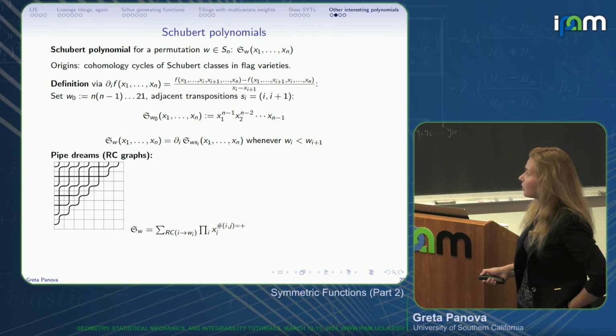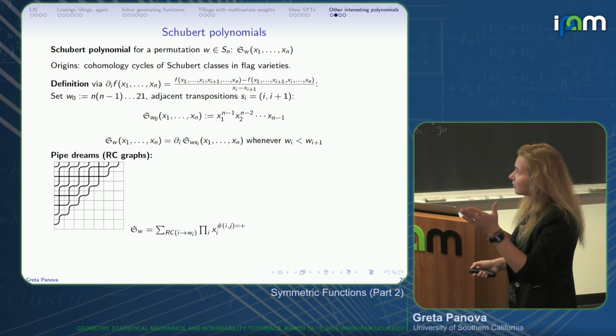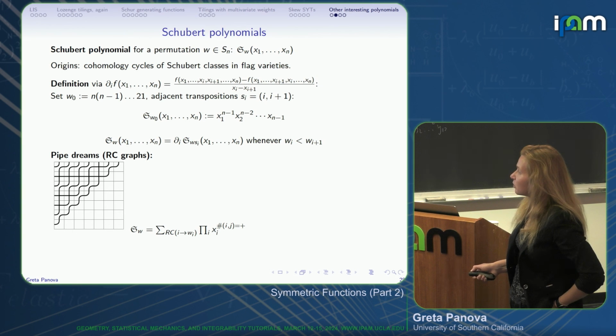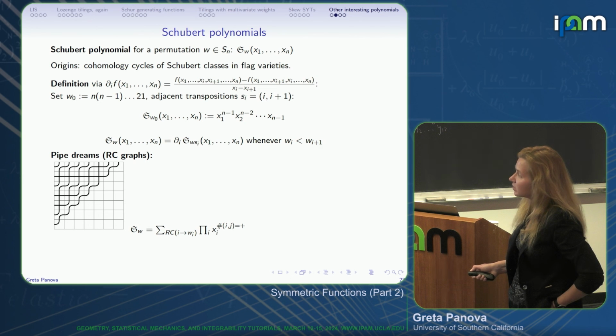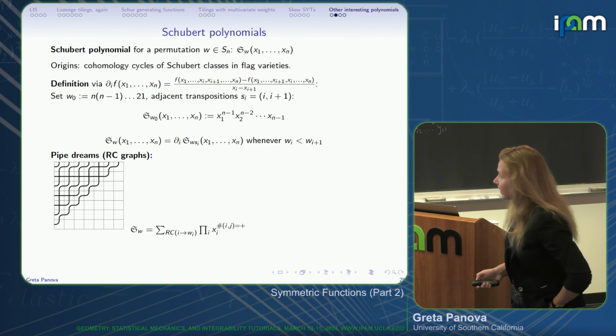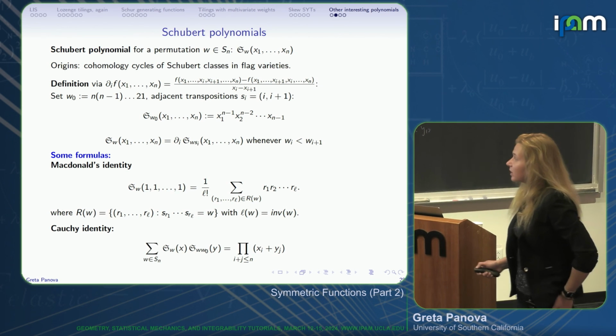And then the Schubert polynomial can be defined as a sum over all these types of pictures. If you think of this as the numbers 1 up to n, and these are the numbers 1 up to n, we want to connect the corresponding numbers i with w_i and so on. If we look at all these pipe dreams, for each one of them we get a corresponding monomial, which is coming from how many intersections there are on each line.